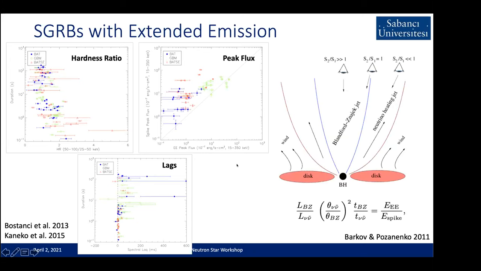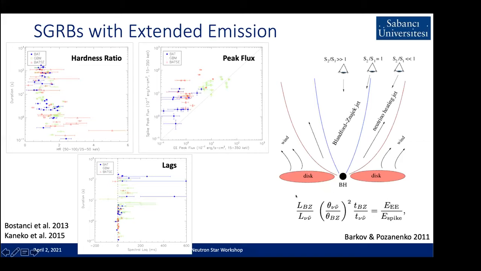And what could explain this short burst and extended emission, the difference between them? This is one model by Barkov and Pozanenko in 2011. They're suggesting a two component model like this. So you have a black hole with a disk, and first, neutrino heating happens. From this merger, there has to be neutrino and anti-neutrino, and they make pairs. So that pair creation is what we see first as the short spike. And then afterwards, this electromagnetic Blandford-Znajek jet is what we see as extended emission.